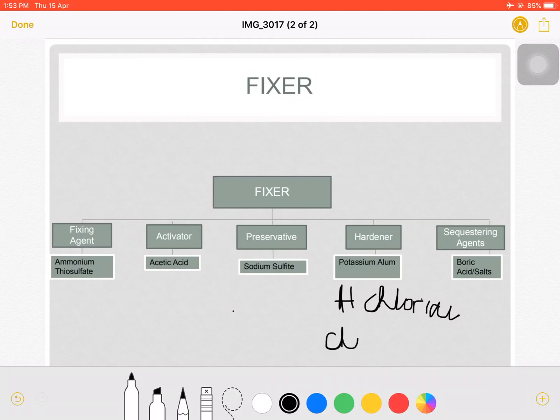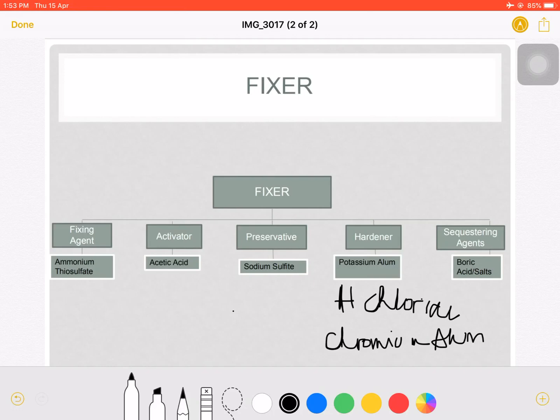and the chromium alum. Okay, so these are the hardeners. It could be potassium alum or aluminum chloride or chromium alum. So this is the major component of our fixer solution.